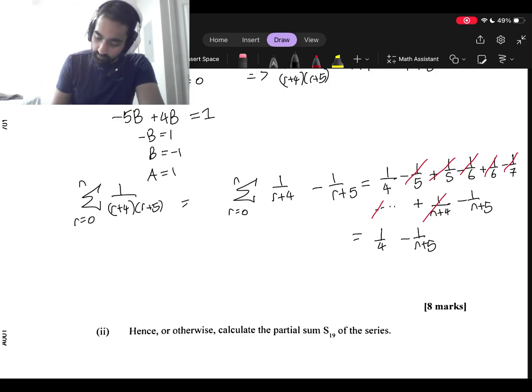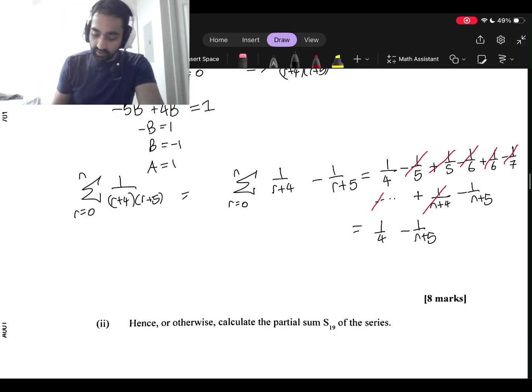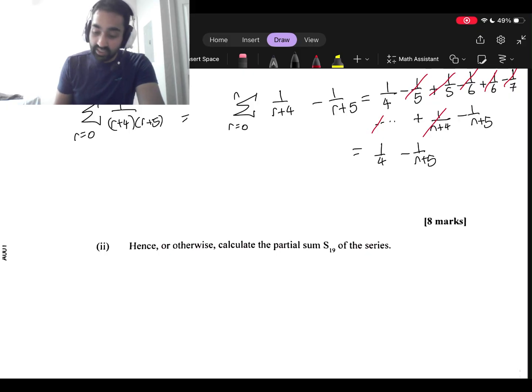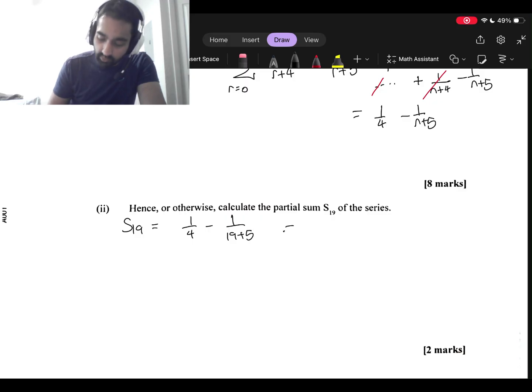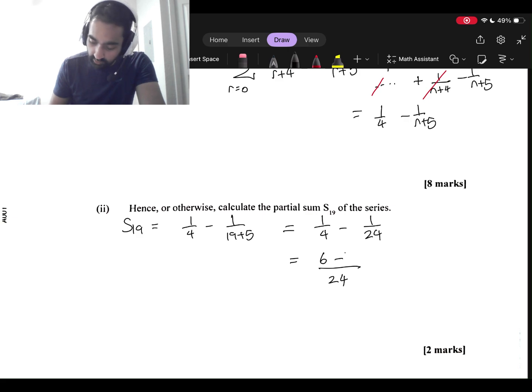Okay. Now let's calculate the partial sum S19 of the series. Well, S19 is just going to be, I just put n equals 19. So just 1 over 4 minus 1 over 19 plus 5, which is just 1 over 4 minus 1 over 24. You just put this in a calculator if you want, or you could be like, well, 1 over 4 is 6 over 24, 6 minus 1, so it's just 5 over 24.